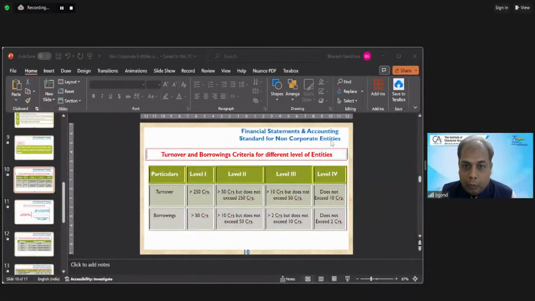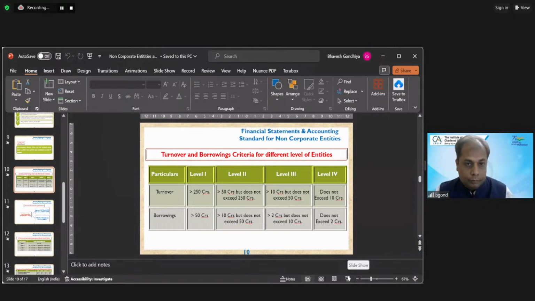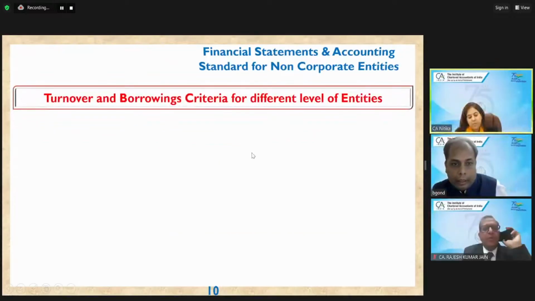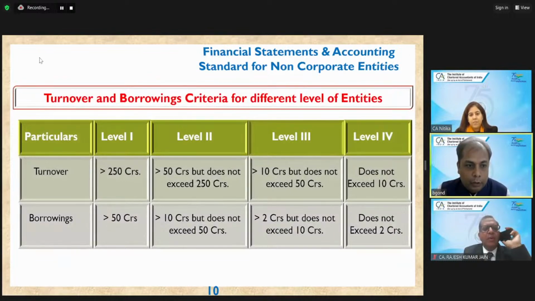Yes. See now, in the guidance note, they have not spoken about proprietor or partnership in that way. They have classified the entities under different levels, like level 1, 2, 3 and 4. I'm just taking one or two slides for your better reference. So the majority of entities are classified under these levels 1, 2, 3 and 4. If a proprietor, partnership or AOP falls under a level, based on turnover and borrowing criteria, 250, 50 crores, 50 crores, 10 crores, 10 crores, 2 crores, 10 crores and not exceeding 2 crores, then on the basis of this level, the applicability of the accounting standards has been designed.